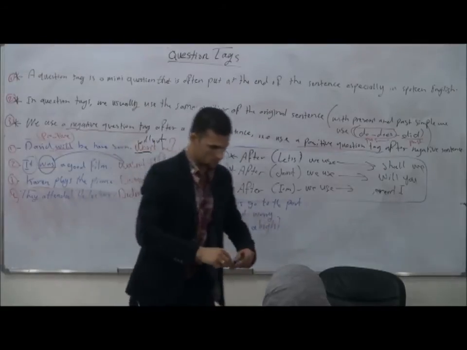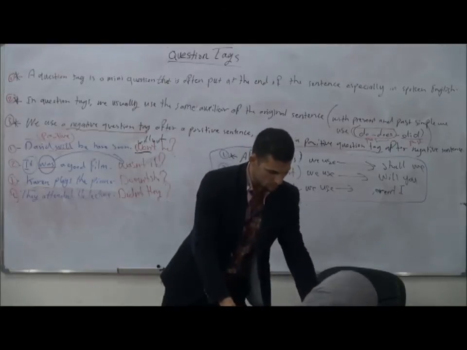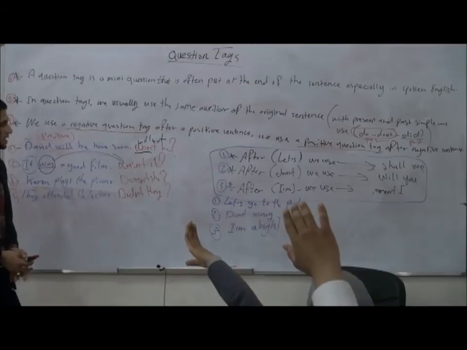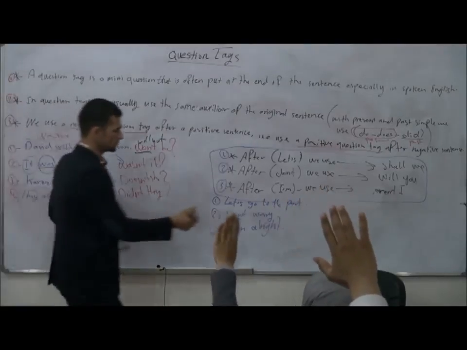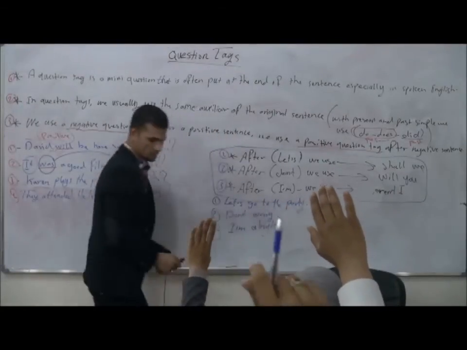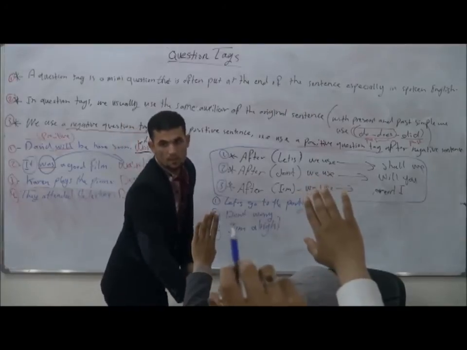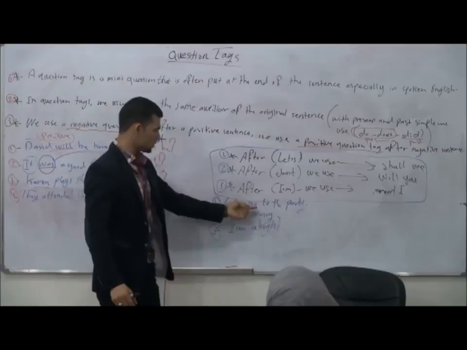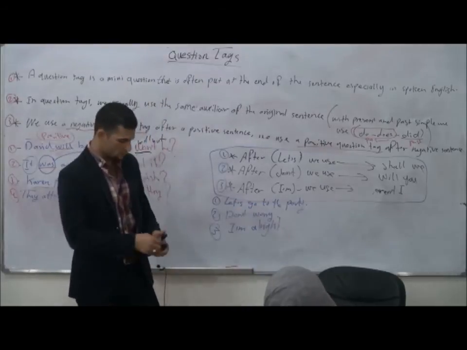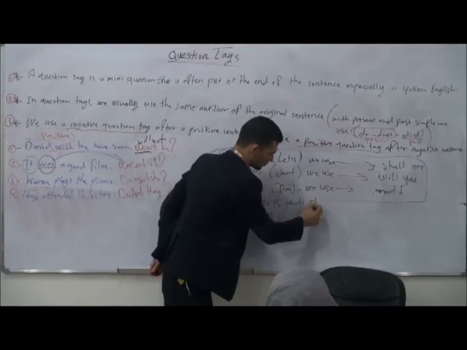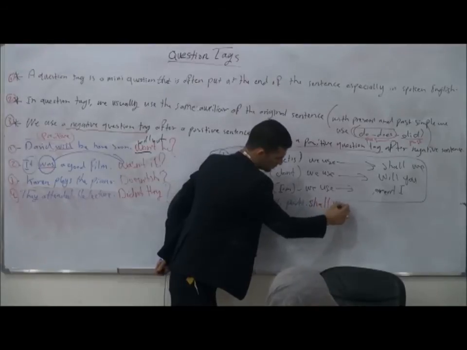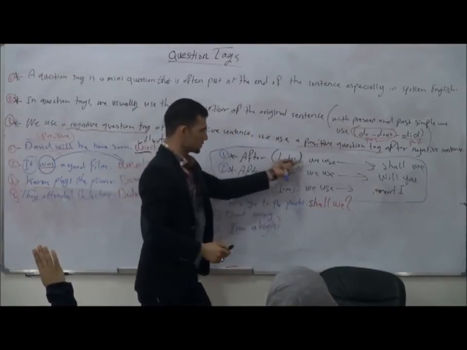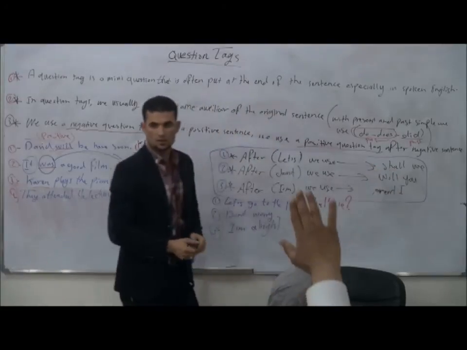Yes, who can make question tags out of these sentences? Look, we have three examples, three sentences. Let's go to the party. Yes, Sarah, number 1. Let's go to the party. Yes, very good. Shall we? Why shall we, Sarah? Why? Because if the sentence starts with let's, we have to use shall.